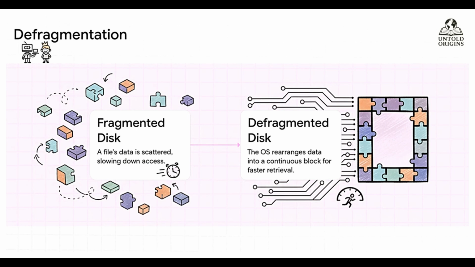The OS also kind of acts like a janitor for your hard drive. Over time, a file's data can get scattered into little pieces all over the physical disk. This is what we call fragmentation. The OS can run a defragmentation process, which is basically it tidying everything up by putting all the pieces of each file back together in one continuous block. And doing that makes accessing them way, way faster.